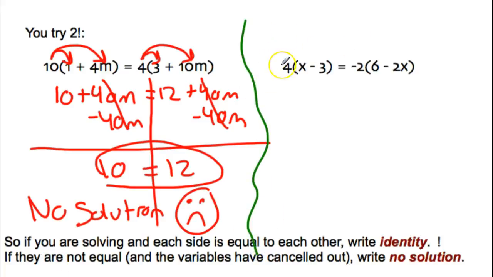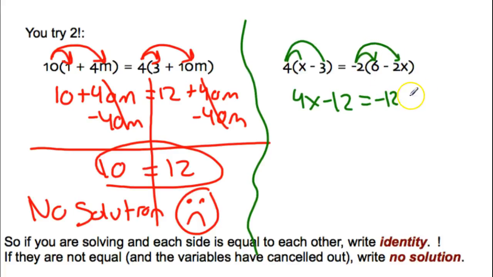So I'll distribute first. 4 times x, 4x. 4 times negative 3, negative 12. That equals negative 2 times 6, negative 12, negative 2 times negative 2x. That will be a plus 4x. Ooh, I'm looking over here, right? I got 4x and a minus 12. A minus 12 and a 4x.